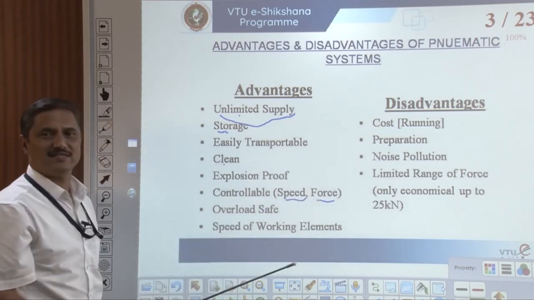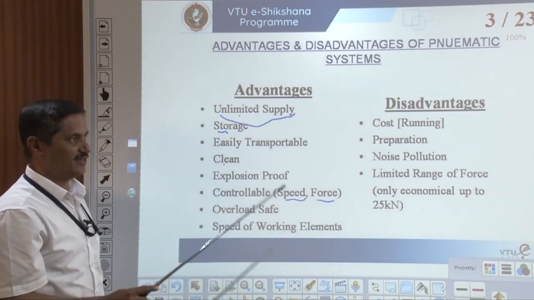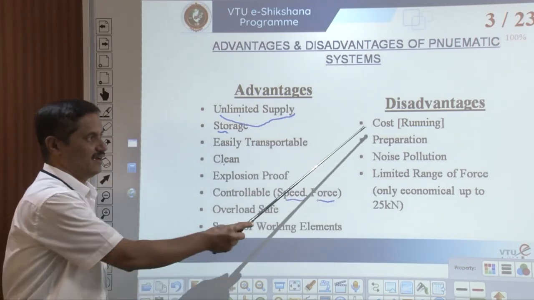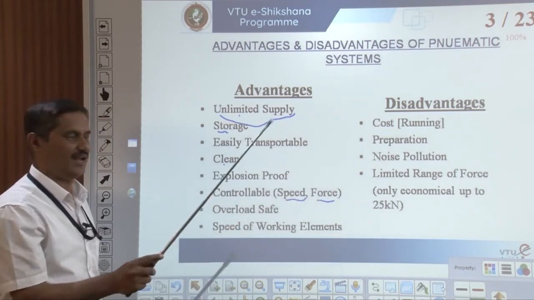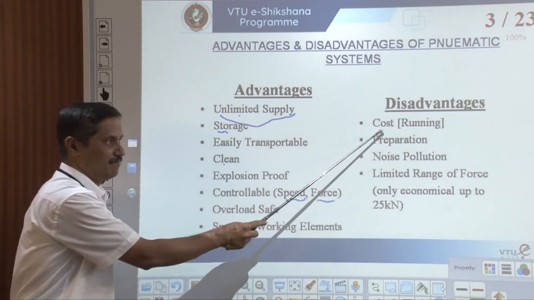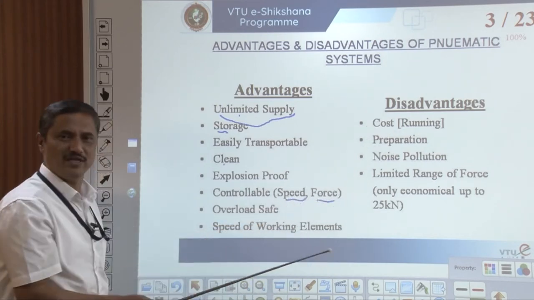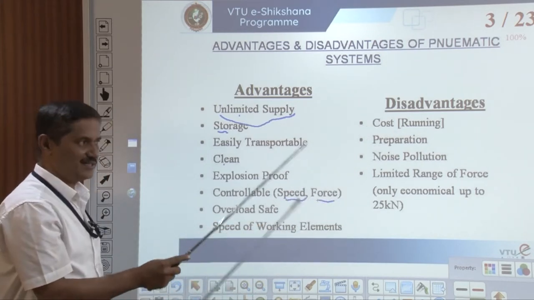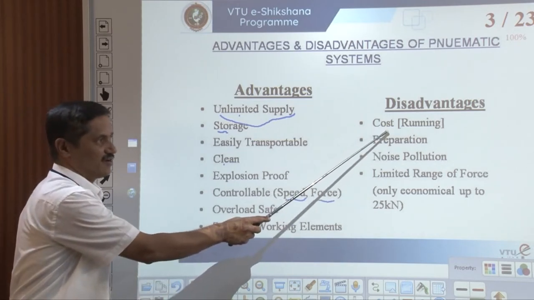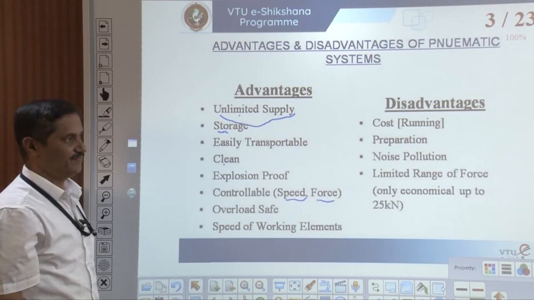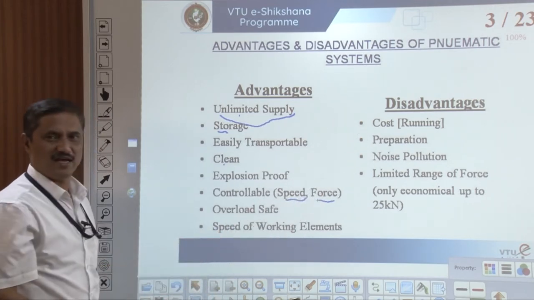It also has certain disadvantages. So what are the main disadvantages is, buying a compressor may be some X cost, maybe 5 lakhs, 10 lakhs like that. But running that compressor for a year throughout the year, day on day, costs heavily for the company. So for that reason, running cost is high, preparation cost is high.